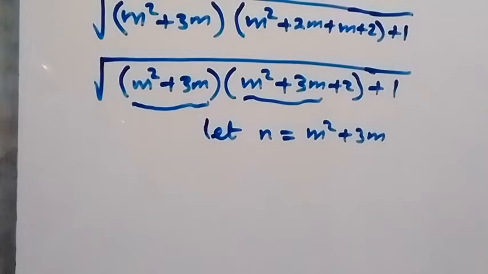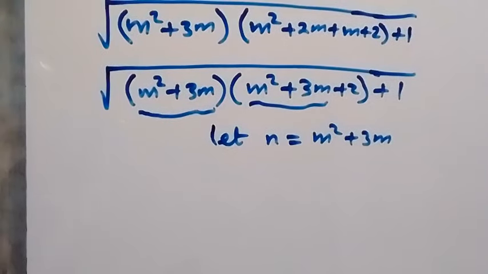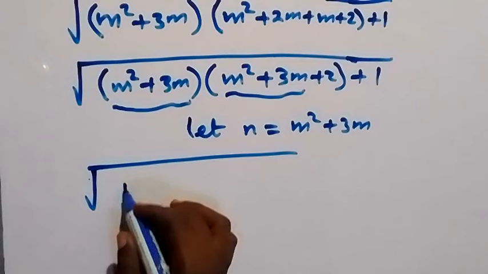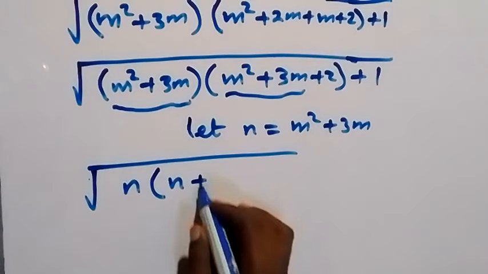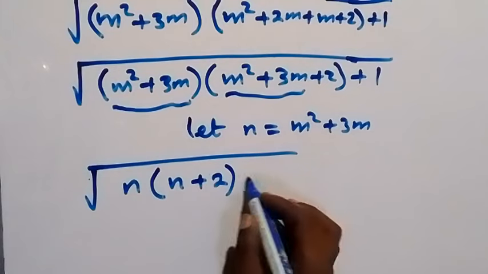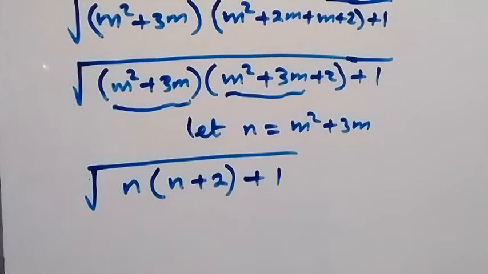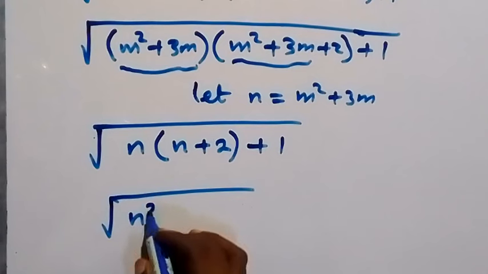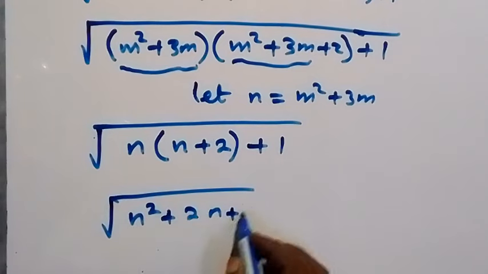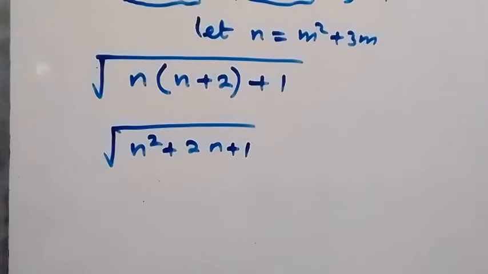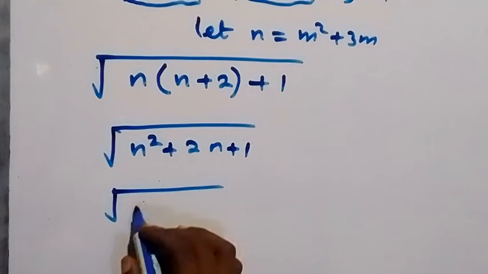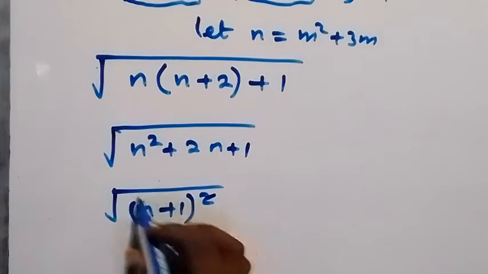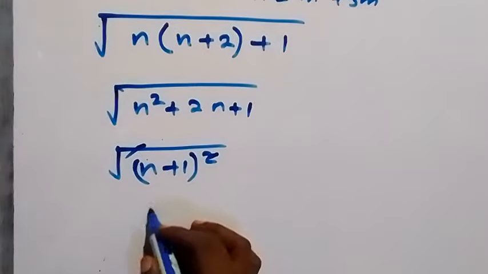And we can write this square root again, and this will become the square root of n multiplied by n plus 2, that's into bracket n plus 2, then plus 1. So when we use n to open this bracket, this gives us the square root of n square plus 2n plus 1, which can be simply written as the square root of n plus 1 all squared. So the expansion here gives us this. So the square now cancels the square root. So this gives us n plus 1.